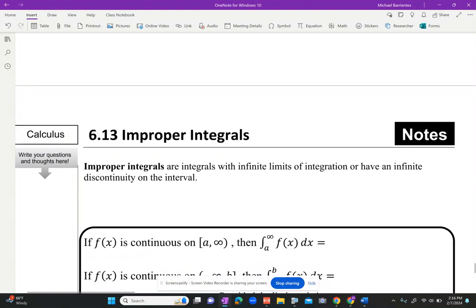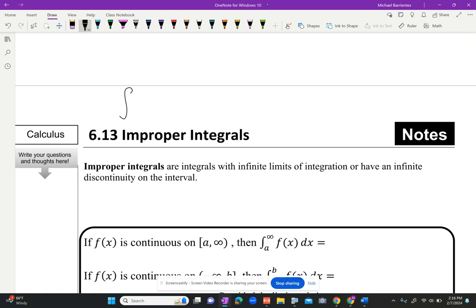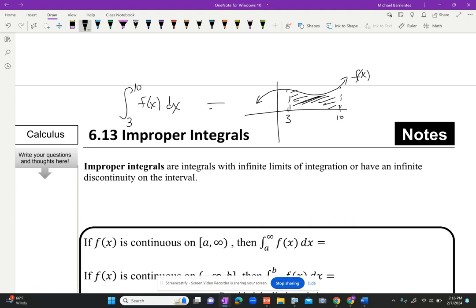Before we get into improper integrals, let's talk about proper integrals. Whenever we're looking for an integral from a starting point to an ending point of some function, dx, what that really means is that we're looking for the area under the curve, whatever the function looks like. I'm just going to do a random f of x here. If I start at 3 and I end at 10, then this would be the area that's under the curve. That's what a definite integral finds.